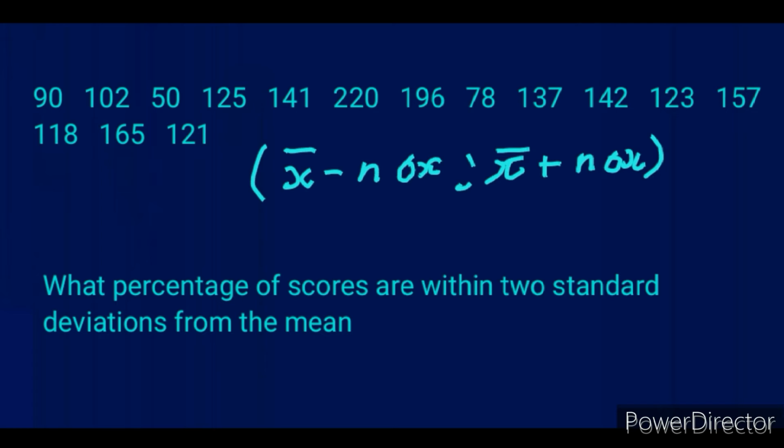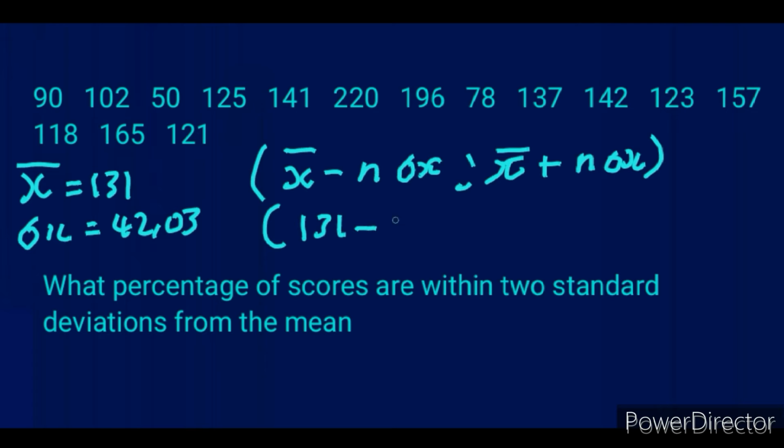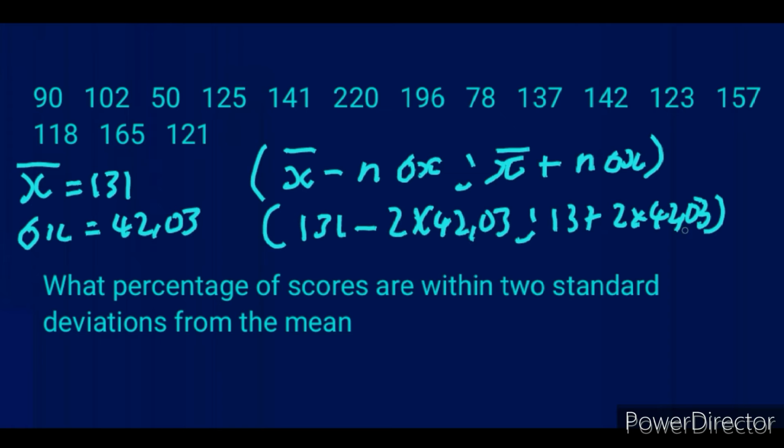So we obviously had the mean and the standard deviation. So the value of our mean was 131, and the standard deviation was 42.03. So we're going to say the mean, which is 131, minus 2, because they asked for 2 standard deviations. So we're going to say 2 times the standard deviation, so 2 times 42.03, and then we're also going to have the mean plus 2 times 42.03. So this will be the range.